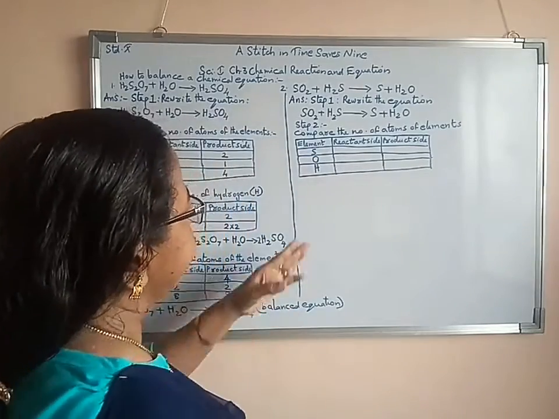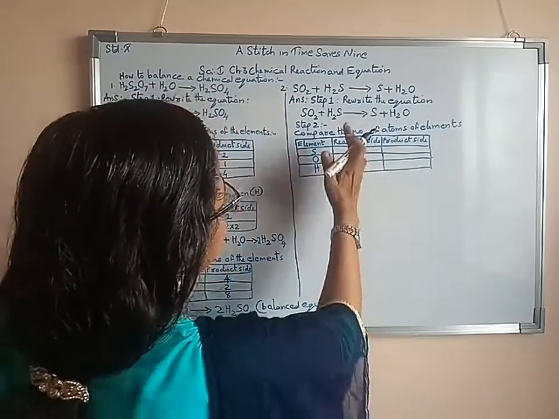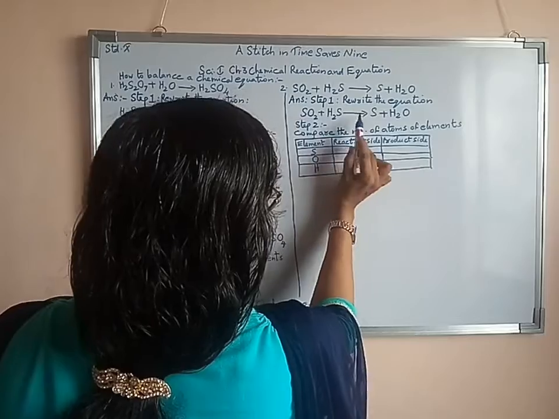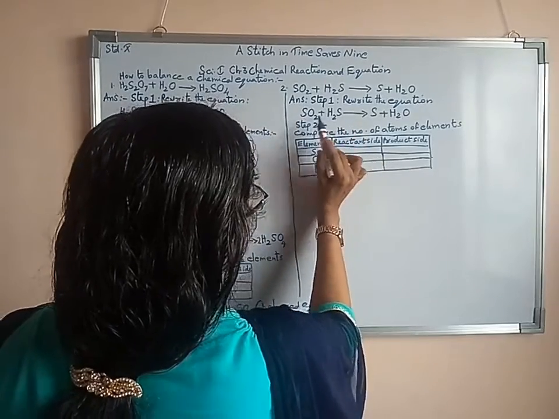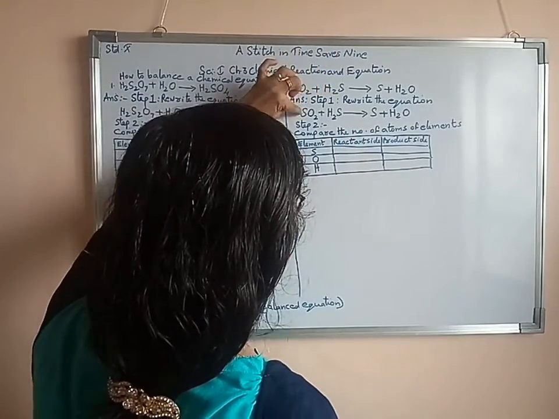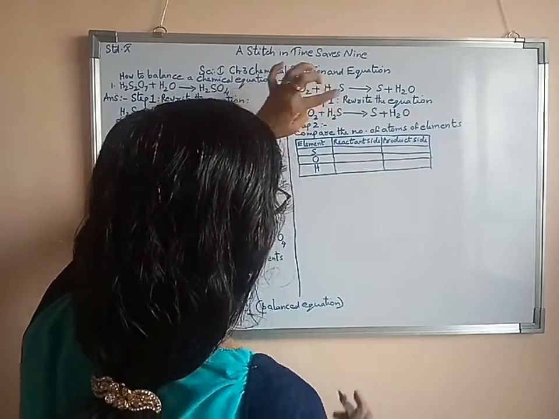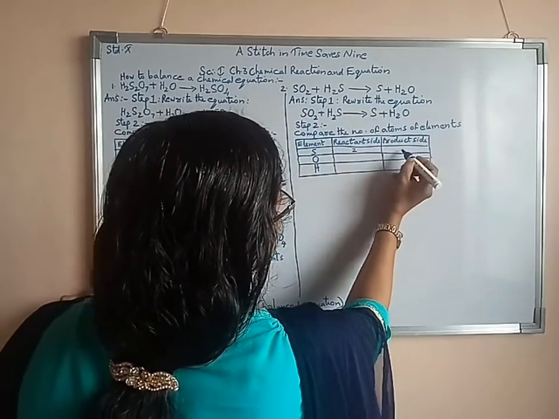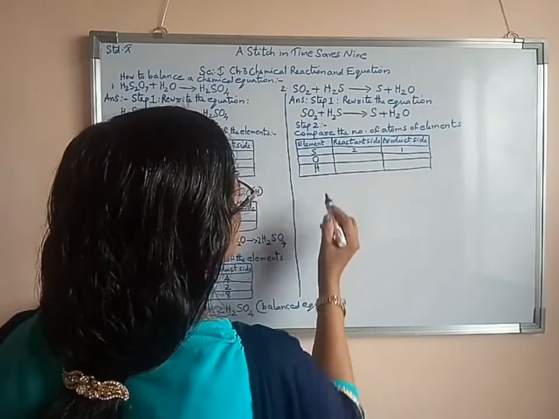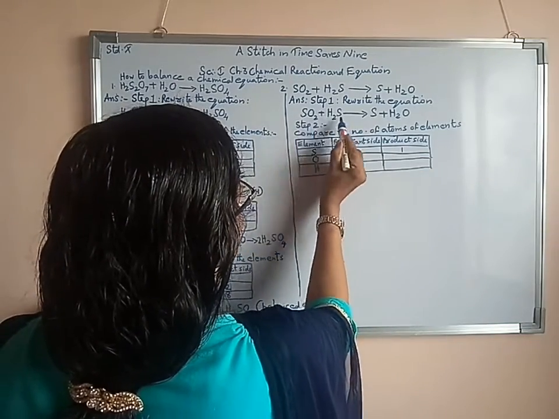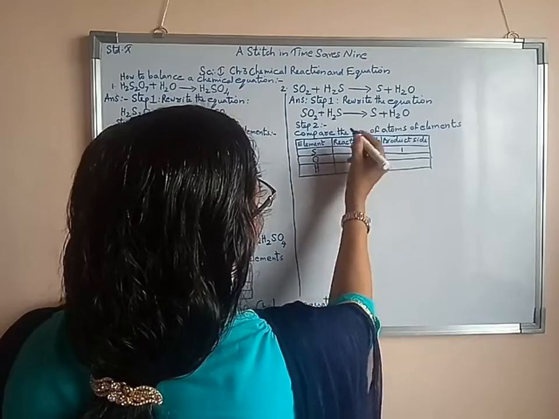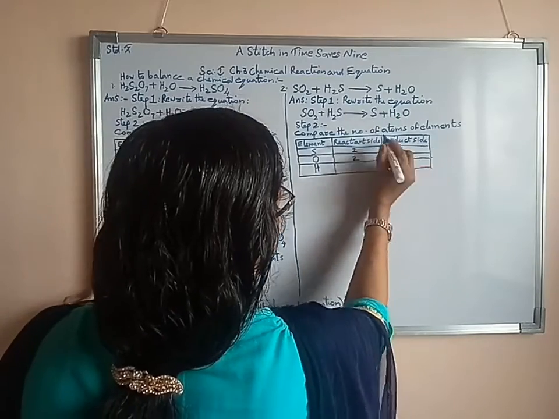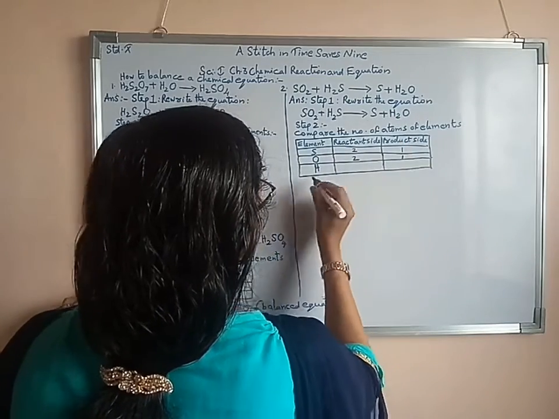Now, reactant side, how many sulfur is there? Reactant means before this arrow mark, or the left side of the arrow mark. Sulfur, how many? One sulfur here, one more sulfur. So we can say that here 2 sulfur. Product side only 1 sulfur is there. Oxygen here 2 is there. At the same time product side sulfur only 1 is there.